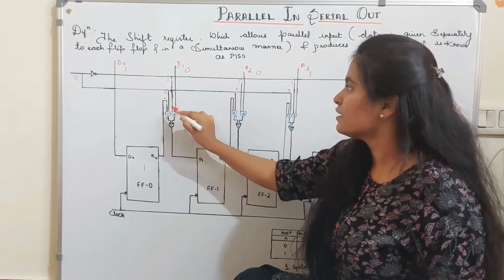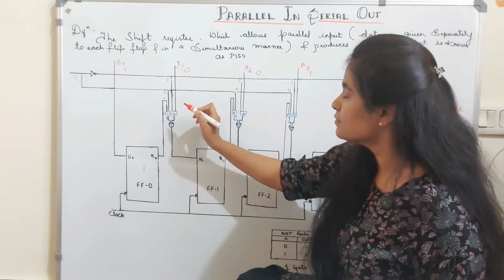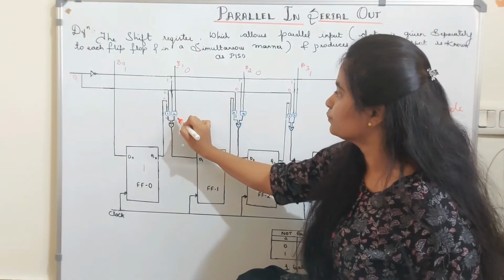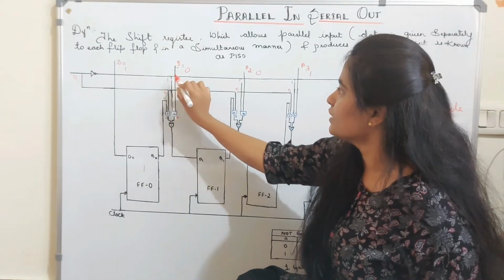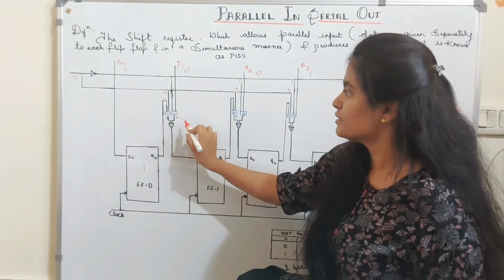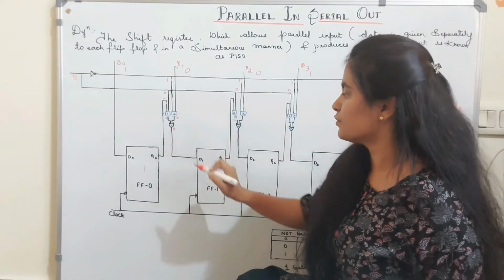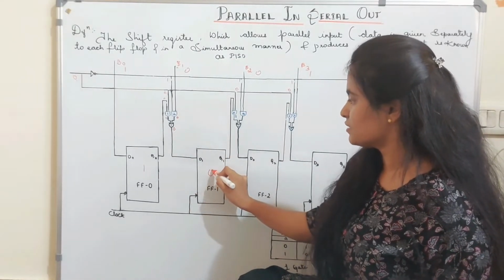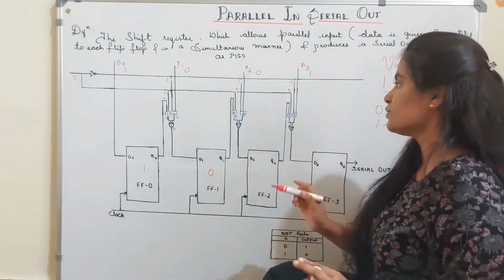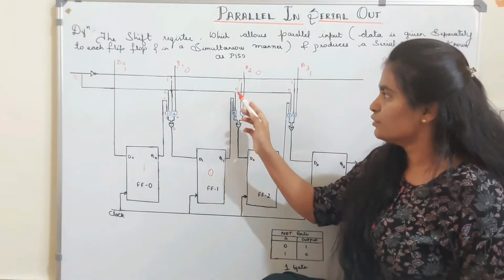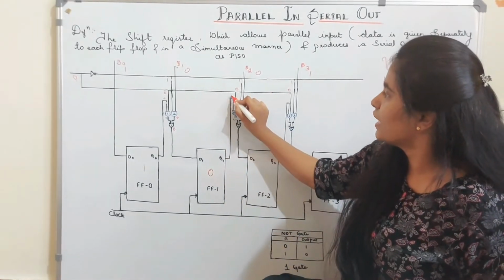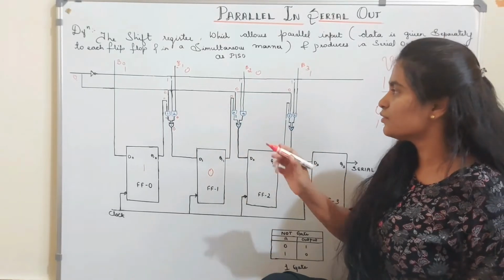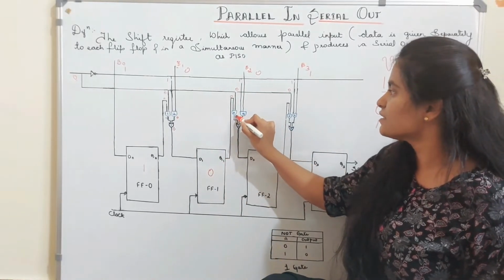0 itself, 0 in AND gate is 0. So 1 and 0 is 0. 0 and 0 in OR gate, 0 itself. So the value is 0. So as I told you, there is no value given here. So null value, let me consider null as 0. 0 and 0, again it is a 0.